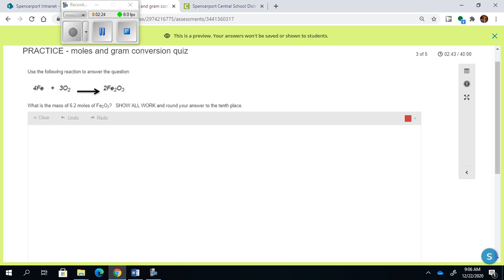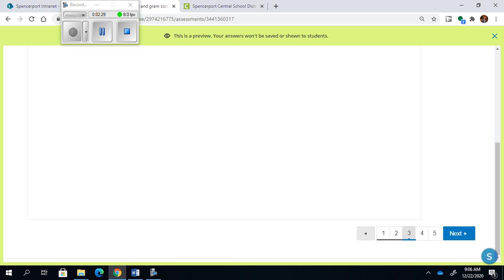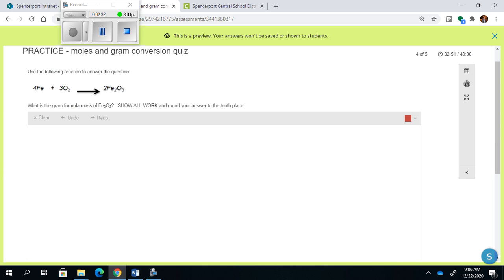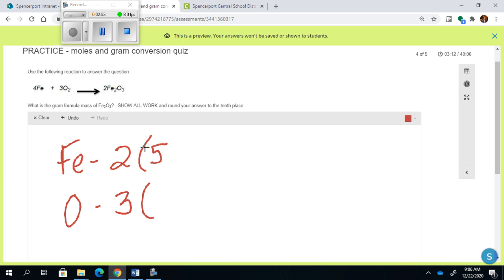What is the mass of 6.2 moles of Fe2O3? All right, I'm just going to jump ahead because I want to do this problem first. What's the gram formula mass? Until I do the gram formula mass, I can't really do that problem. So gram formula mass of Fe2O3. All right, Fe, I have 2 of them. Oxygen, I have 3 of them. I look up the mass of iron on the periodic table and I round to the 10th place, so that's 55.8. I double it, so that's 111.6 grams.